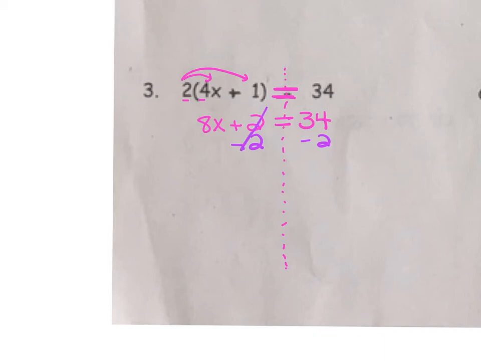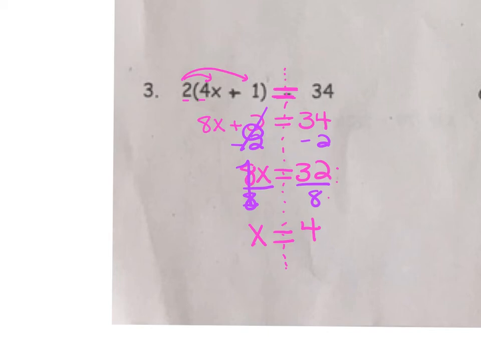Make sure you're taking down your notes. We get 8 times x equals 32. Lastly, let's divide both sides by 8 in order to eliminate the coefficient of 8. What are we left with? x stands alone on the left side. 32 divided by 8, 4. x equals 4.